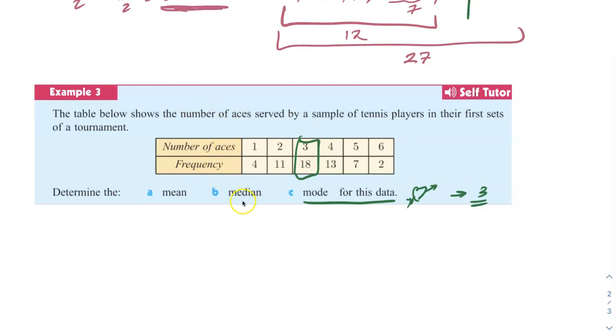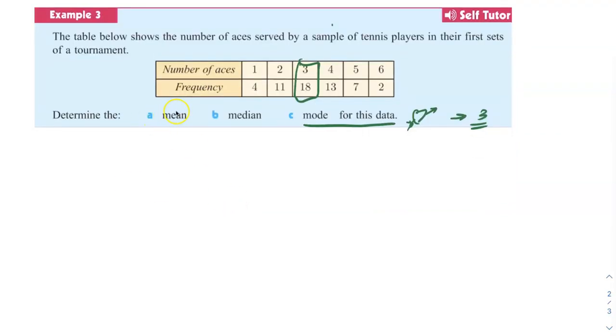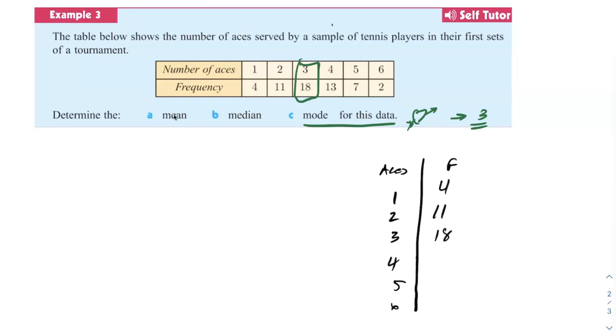The median, the middle term. If I was going to do that, I would generally want to do cumulative frequency. Now I don't have to, but it does make my life easier. I'm going to go backwards because of the mean. So let's do cumulative frequency. I'm going to rewrite it as aces and then frequency. It helps if I make a straight line. 1, 2, 3, 4, 5, 6, and 4, 11, 18, 13, 7, and 2.